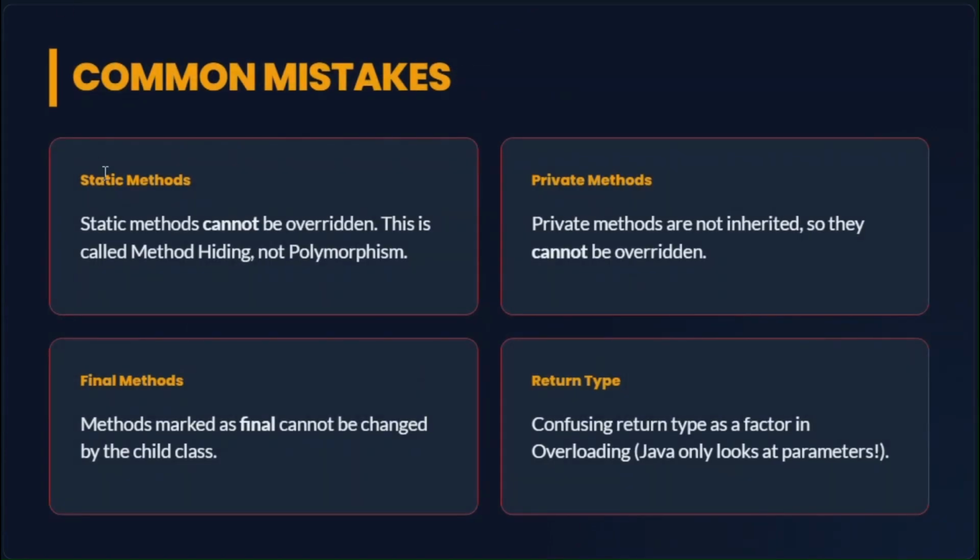Watch out for these traps. Students often try to override a static or private method. You can't. A static method belongs to the class, not the object, and private methods aren't even visible to the child. Also remember that you cannot override a final method. Java ignores the return type when overloading. If you have two methods with the same name and parameters but different return types, your code will fail to compile.